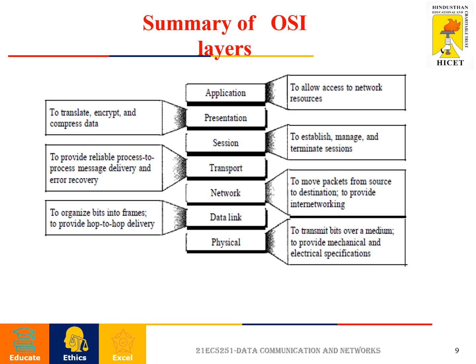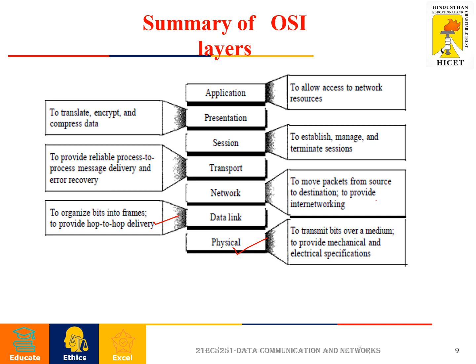And this is the summary of the OSI layer. The first layer is the physical layer. Here the data is transmitted from one host to the other host. The data is in the form of bits. And the second layer is the data link layer, which is used to organize the bits into frames and to provide hop-to-hop delivery.